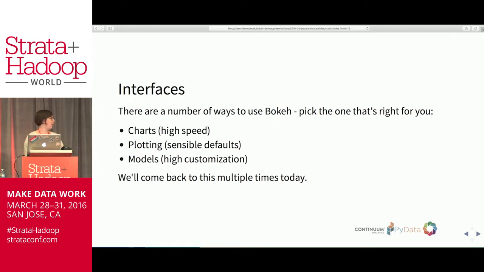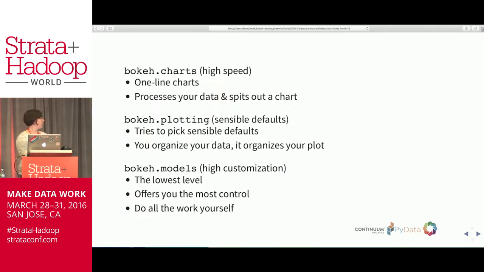And then there's models at the lowest level, with which you can build up absolutely anything you want to. Now, Bokeh plotting is built up of Bokeh models, and Bokeh charts is built up of Bokeh models. So these are all the same things. They're just layered interfaces on top of each other. And so hopefully this will continue to make more sense.